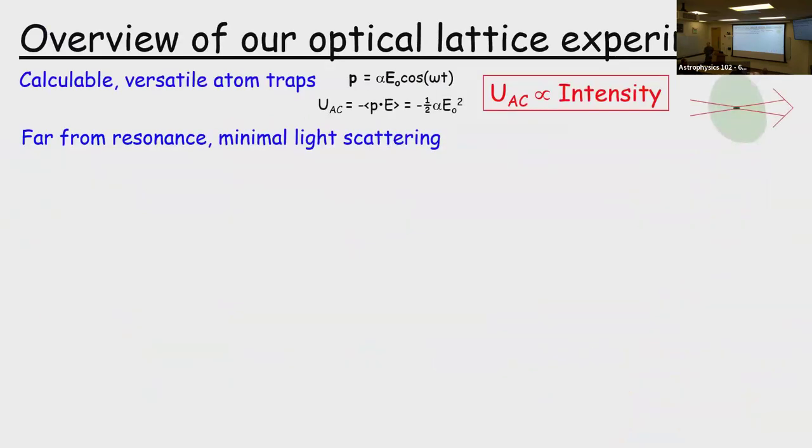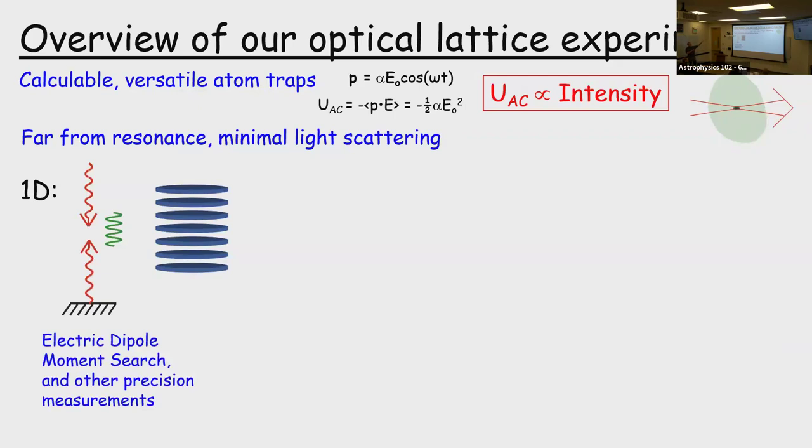So I'm told I don't need to give too much of an introduction or review of lattices or optical dipole traps, just for the few people who might not be thinking about this often. I'll just point out that because the atoms are polarized, they have an induced electric dipole moment, which gives them an energy in the electric field proportional to the electric field of the oscillating light squared, which means you have a potential energy proportional to the intensity. So if you think about the shape of the intensity as a function of position, that's the shape of your trap. And it's a conservative trap with remarkable resonance.